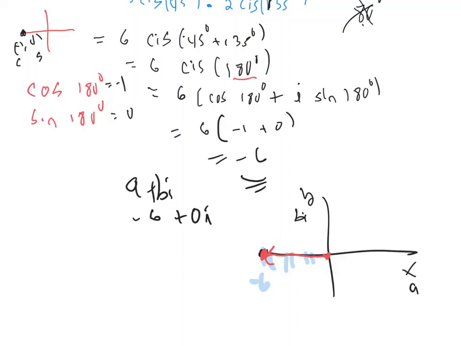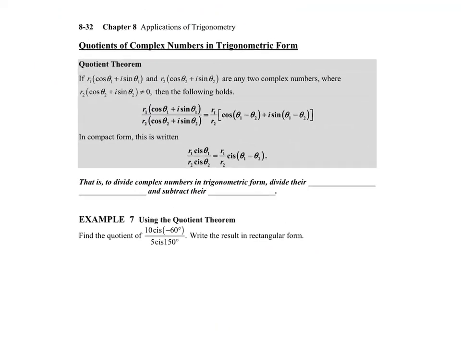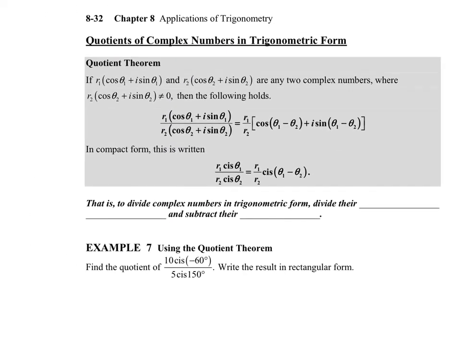All real numbers are complex. We talked about that a long time ago. Just because there's 0i doesn't mean it's not complex. All right, let's go. Now we jump to the division.